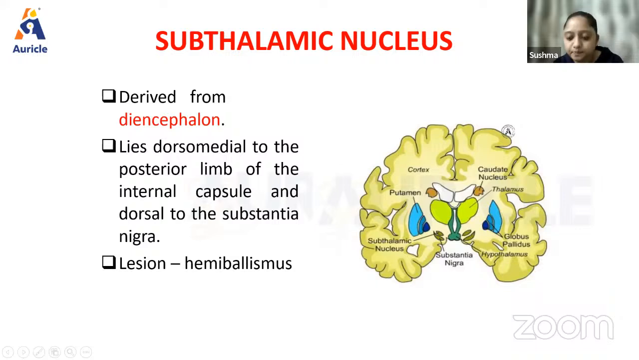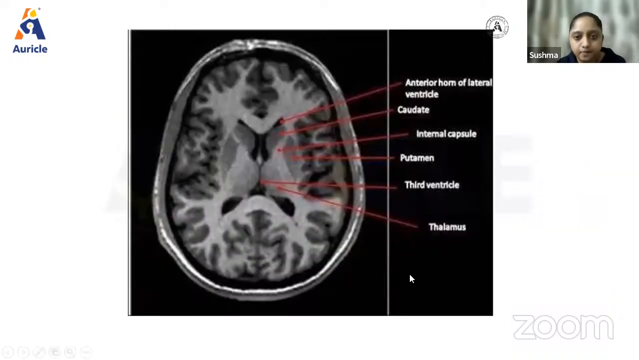Look at this image. Now look at this. What is this? Anterior horn of the lateral ventricle. This is the caudate nucleus. This is the thalamus. This is the third ventricle. Then what else we have?